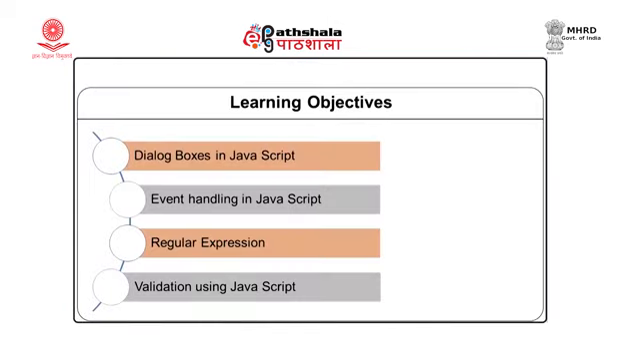So, the learning objectives for this module are how to use dialog boxes in JavaScript, which is a GUI feature of JavaScript, and how to handle events in JavaScript. We have already discussed events in a previous module. We will also learn what a regular expression is and how we can use regular expressions to validate certain content in JavaScript. Finally, we will write code to validate elements using JavaScript. So, let us start.